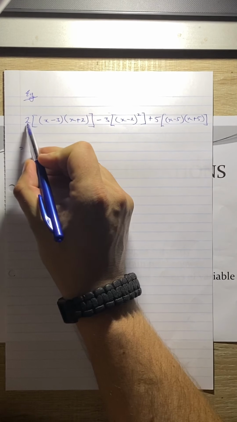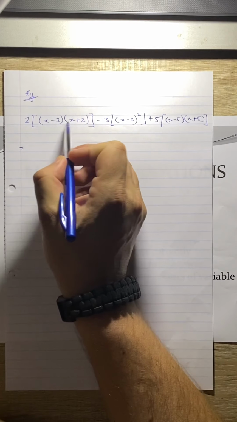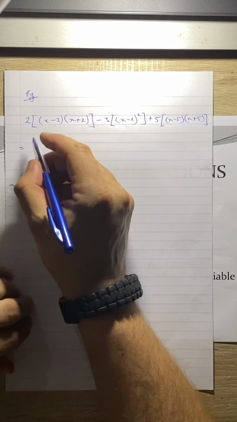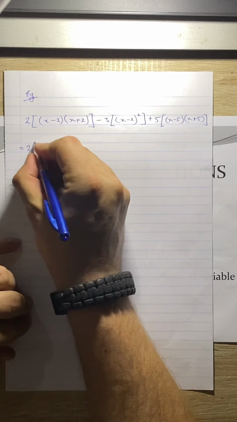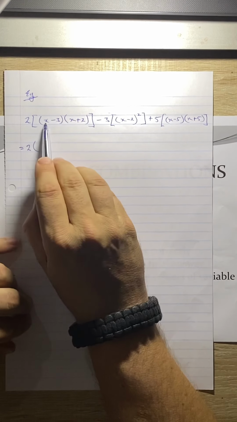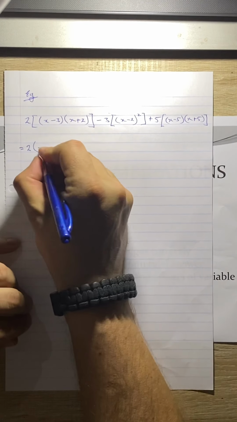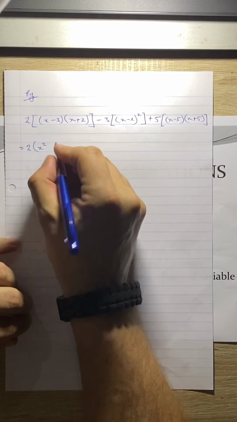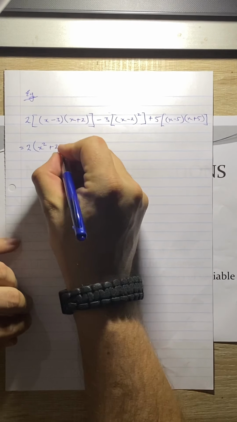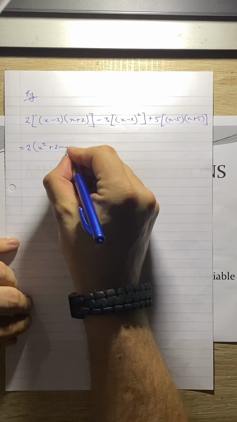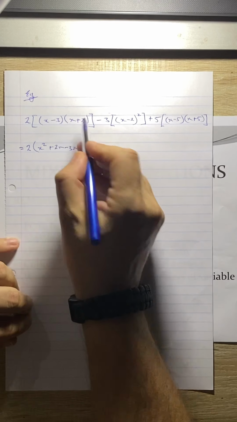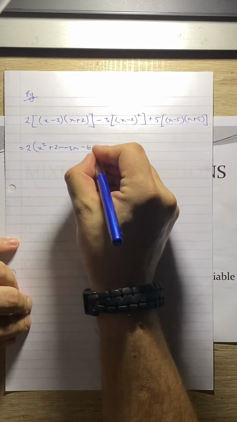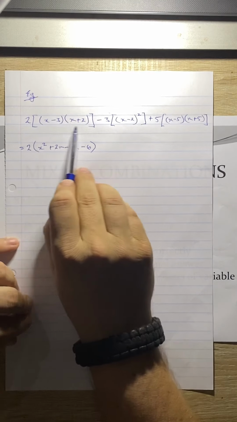I'm not going to do anything with the 2 yet. I must do what's inside the brackets first. Okay, so we've got the 2 outside the bracket. And if we FOIL now, the first will give us x squared. The outers will give us plus 2x. The inners will give us minus 3x. And the last will give us minus 6. Okay, so we've done that first one over there.